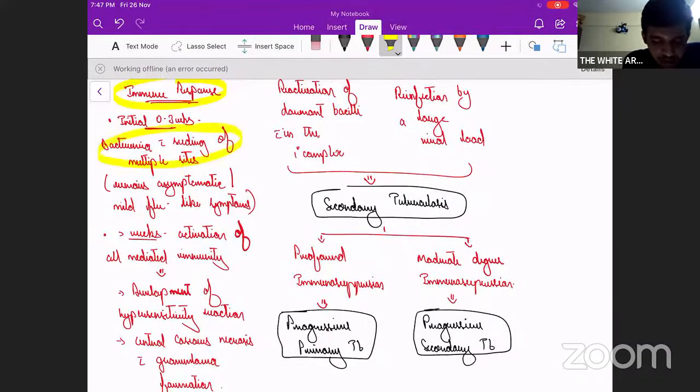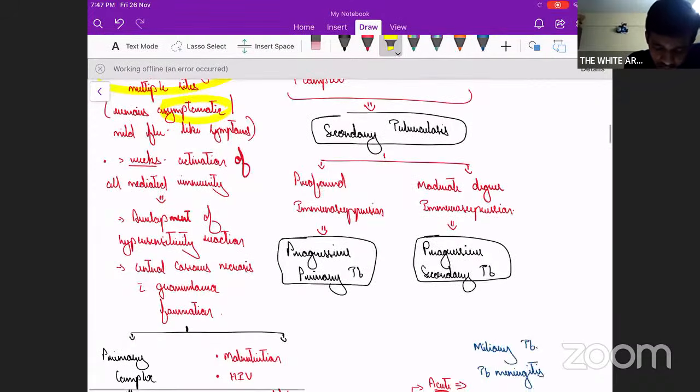There will be bacteremia seeding to multiple sites. But at this point, our immune system, or the macrophages, have not yet recognized the bacteria, so there is not much immune response. The child mostly remains asymptomatic or might have mild flu-like symptoms. After this, there is activation of cell-mediated immunity, correct? The macrophages have identified the organism and present it to the T cells. It is mainly cell-mediated immunity that fights against tuberculosis. So there is development of a hypersensitivity reaction.